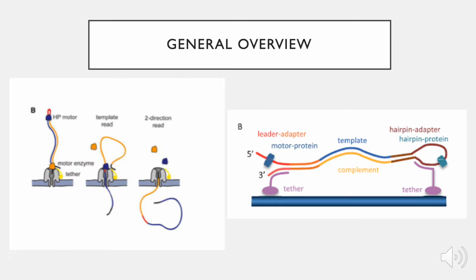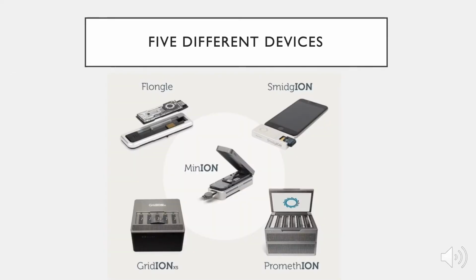Once the template strand passes through the nanopore, reaching the HP adapter at the opposite end, the complementary strand can then pass through the nanopore so that both strands are sequenced. After each strand has been sequenced, the enzyme motor can detach from the nanopore to allow the next strand to be sequenced. The Oxford Nanopore platform has 5 different devices that can be used for sequencing. For all 5 devices, the nanopores will read the entire sequence length passed through the protein.